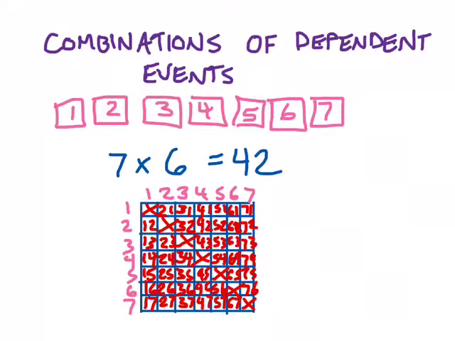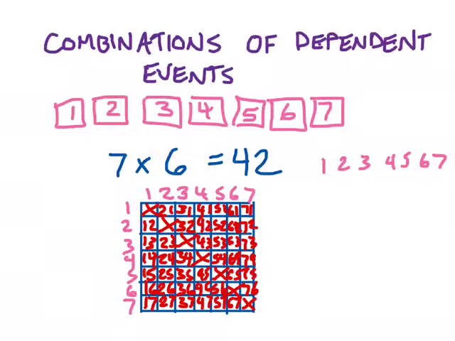I could also have diagrammed these combinations out with a tree diagram. I could have said on the first pull I have a choice of a 1, a 2, a 3, a 4, a 5, a 6, or a 7. Now, the tree diagram gets a little bit weird, and it's going to be kind of tight here, so I may not do the whole thing.